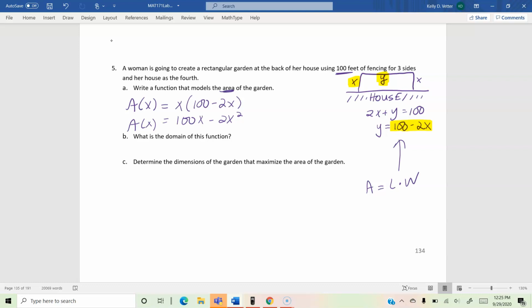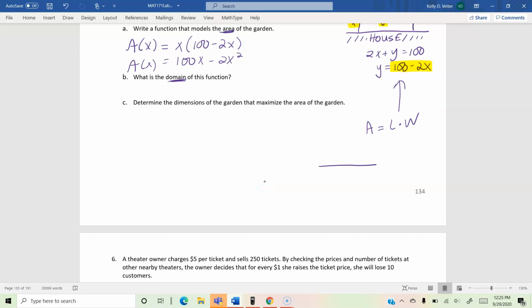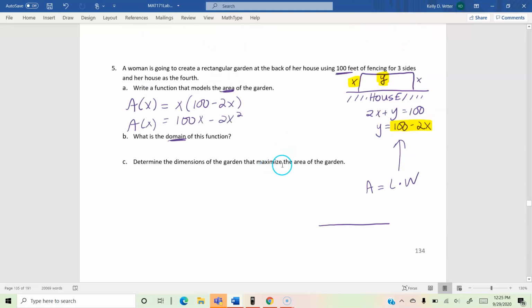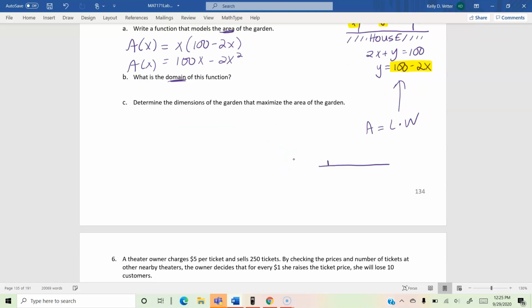Now the next part asks, what is the domain? So you have to think about what's going on here, and some of the situations are a little silly. She could have her house here, and she could use 1 foot. I think we're in feet here. Yeah, we're in feet, 1 foot, and then she'd get a really long skinny garden. So she's using 1 foot here and 1 foot here, and then she would have 98 feet left for that. That's probably not a very practical situation, but if she wanted to do that, she could.